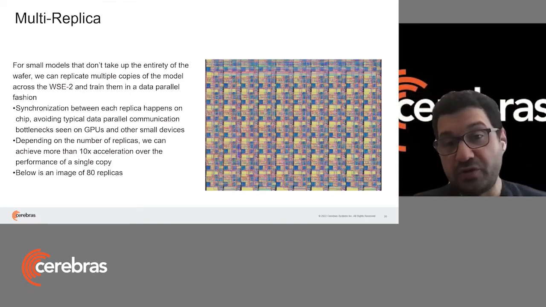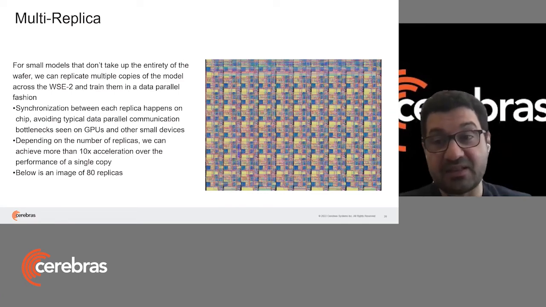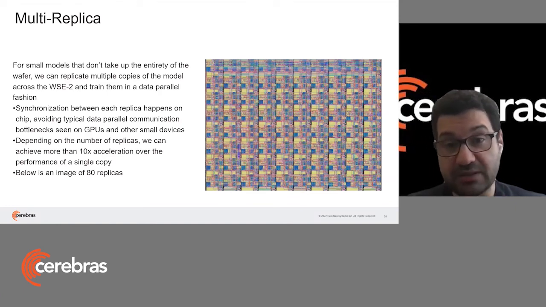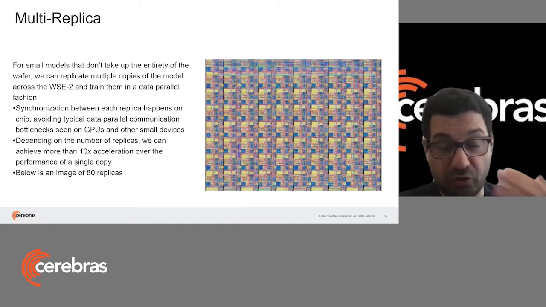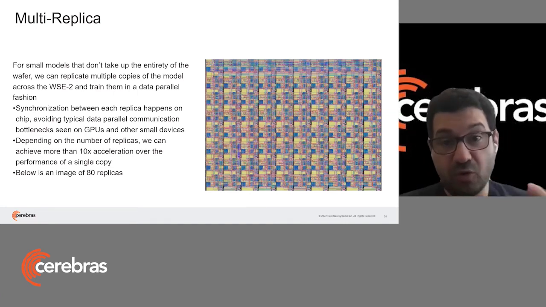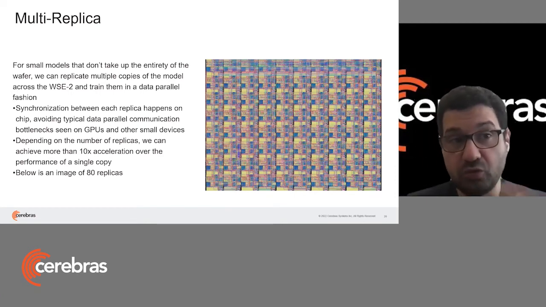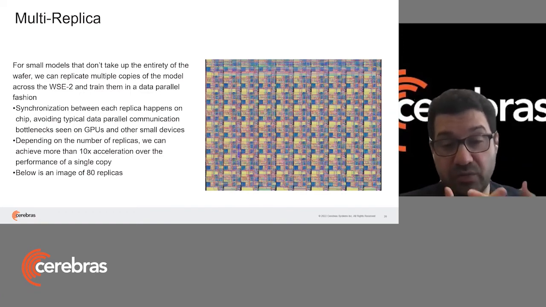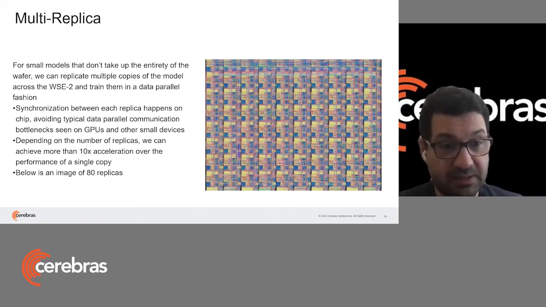However, the all-reduce between all those replicas is extremely fast because it's done within the chip fabric communication. It's not done between multiple nodes. You don't need to change your model. This happens automatically at the compilation stage, and we do that on your behalf. Depending on the model, you get 10x plus acceleration. This gives us a huge performance boost on small models and utilizes more of the wafer. So for small models that can be replicated, we do what we call multi-replica, in which we replicate the model across the wafer so that we speed up the performance. Next, please.